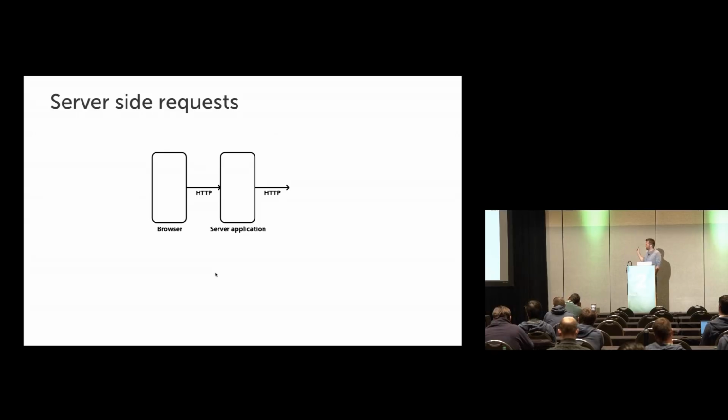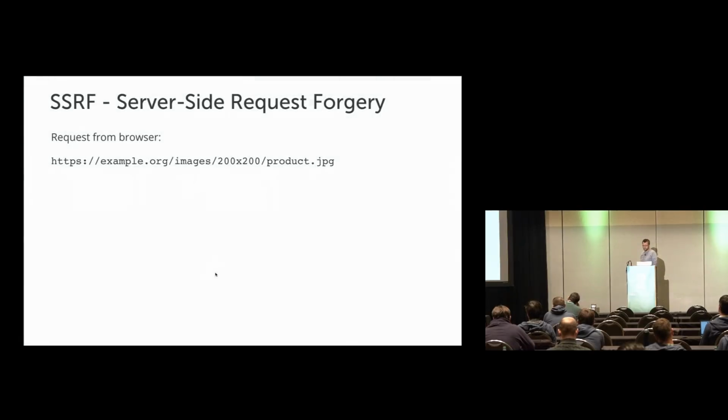And then based on that request, the server application will then do a second HTTP request to get some data somewhere else. So this might be from a microservice, it might be from some service out on the internet, it might be something completely different. But anyway, where this can be a problem is if in the first request we can modify the location of the second request. So here's a simple example.